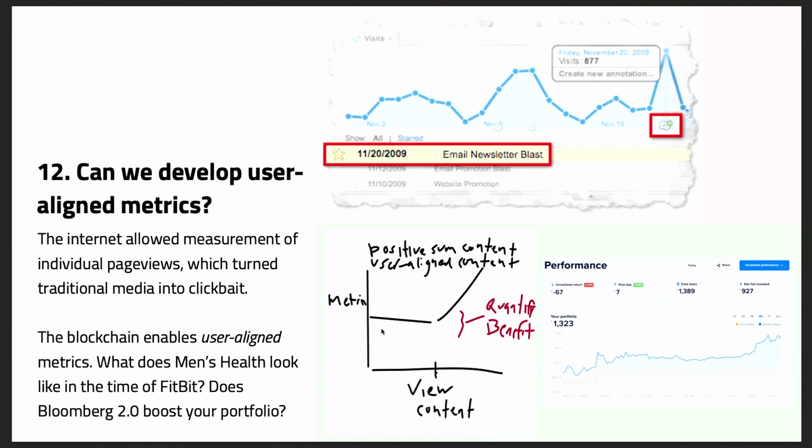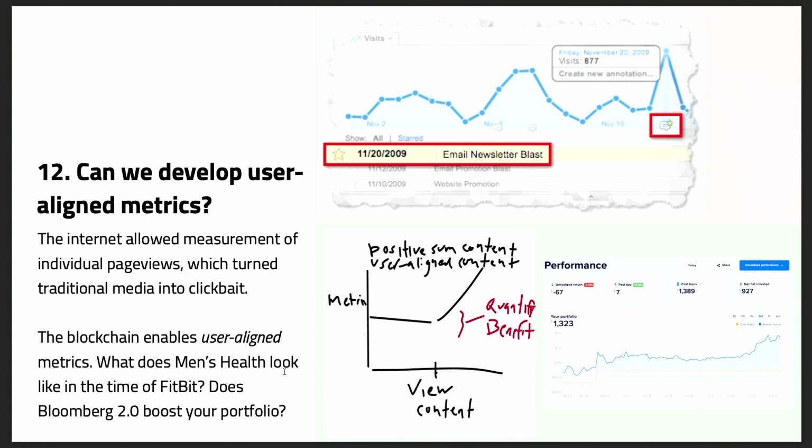Ideally, here's somebody's balance and they view content, and that actually means their balance goes up, right? The financial content is actually improving them, and it's actually boosting their balance. Now, that's something which you can actually measure on chain. You can see people's performance. You could see, okay, I saw this financial content actually boosted performance over here. But you could apply that to, let's say, men's health.